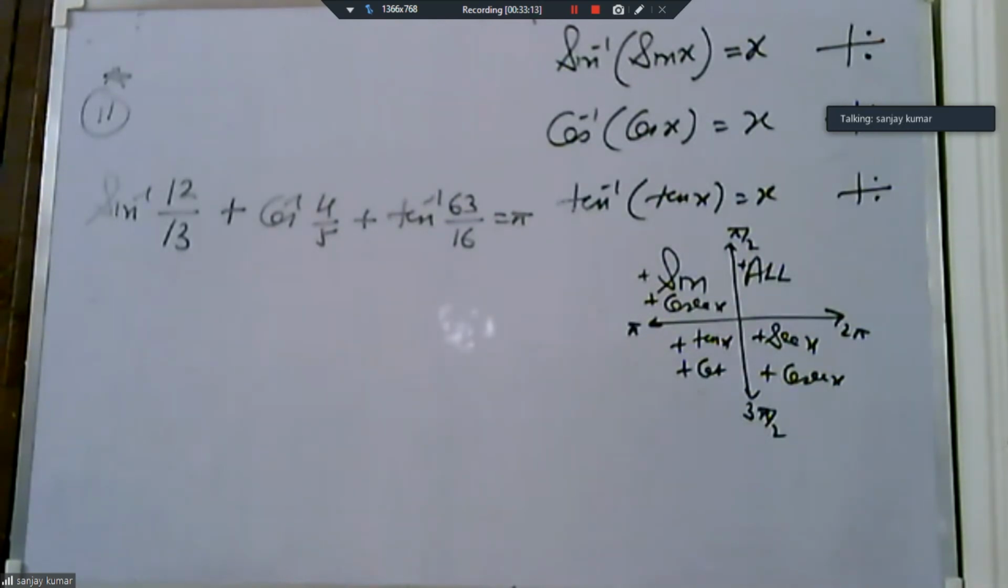Arpita Garg, they gave a different answer. That's no problem, you can do it in this way also. But in NCERT, the formula given is pi plus. So we use the NCERT method. We prefer the NCERT method.